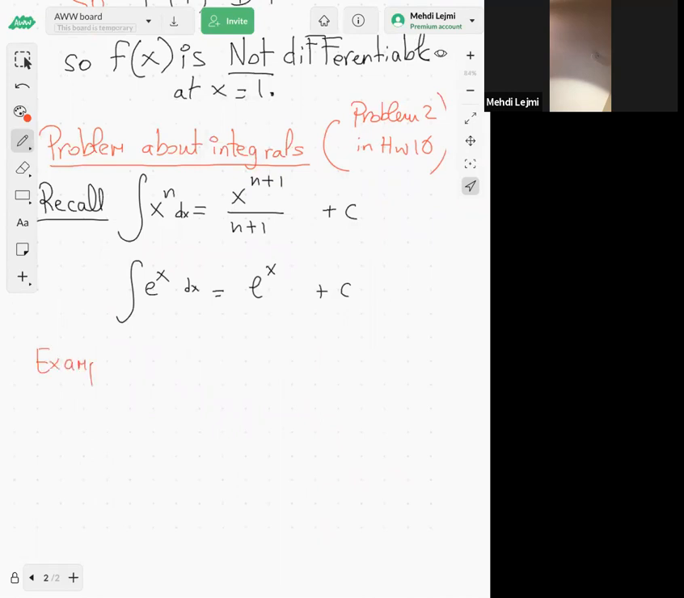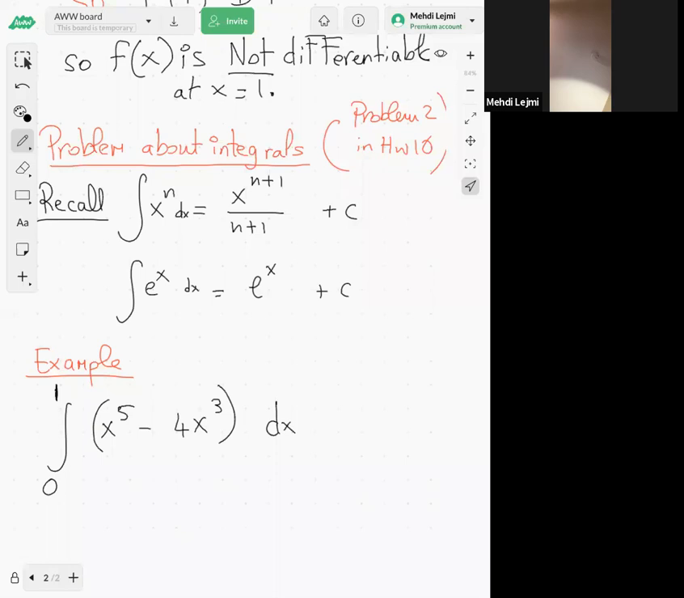Let's say you want to compute the integral of x to the fifth minus 4x cubed, dx. And let's say the bounds are, instead of 1 and 2, 0 and 1. All right, so you want to compute this definite integral.